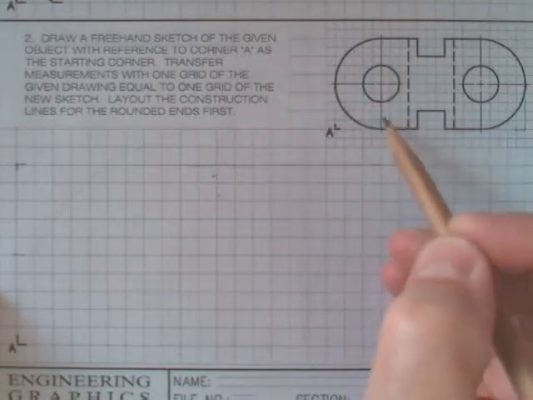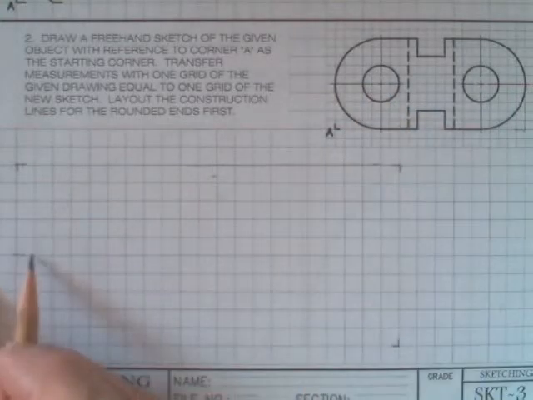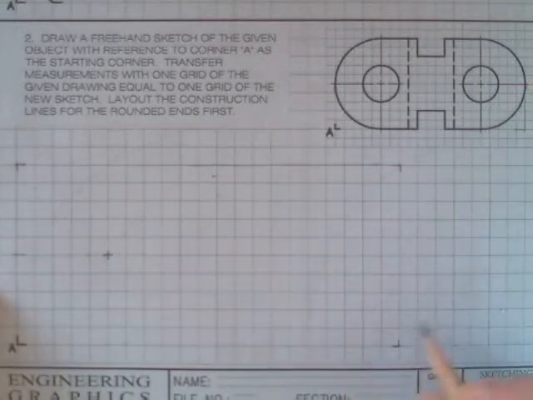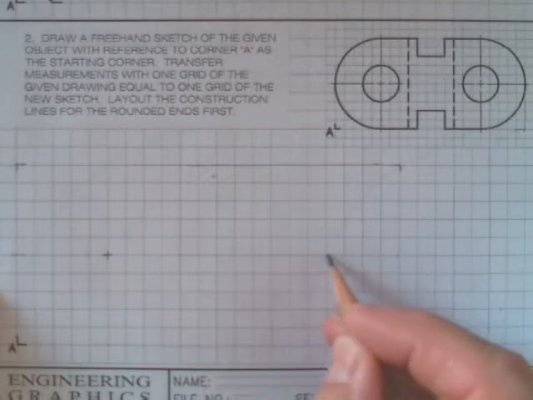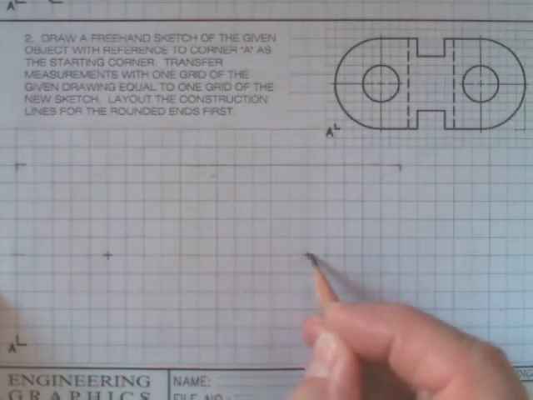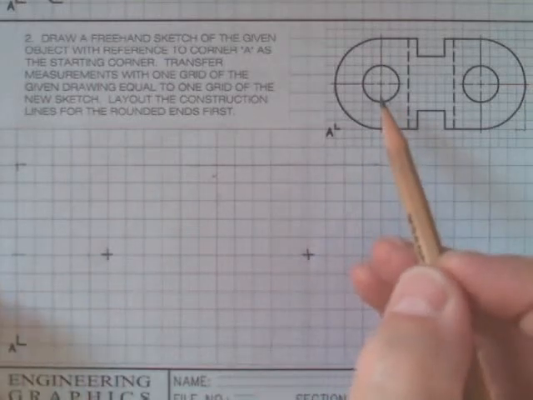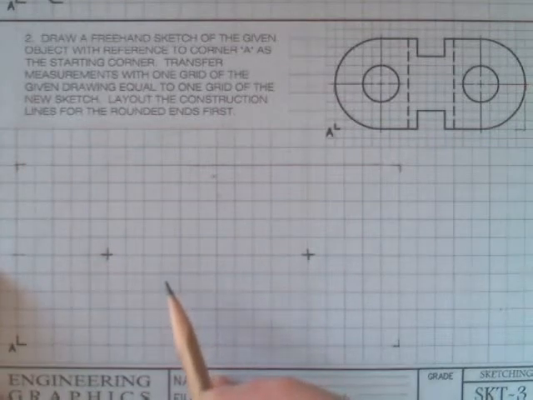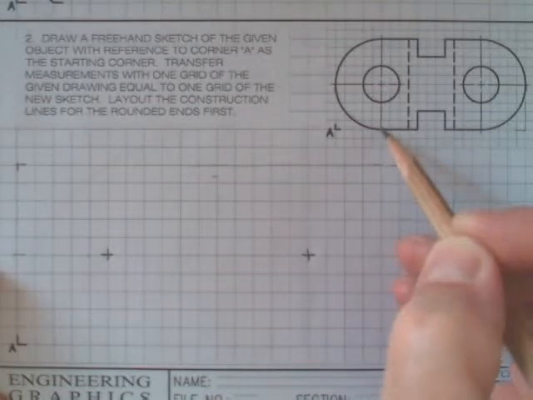Now, if I want to draw my rounded ends, 1, 2, 3, 4, 5, and I'm going to go to the other end, 1, 2, 3, 4, 5. I now know where my two center points are going to be. And they'll also be the center point for the circle and for the rounded end. Now, I know that half of a circle goes all the way around to here.